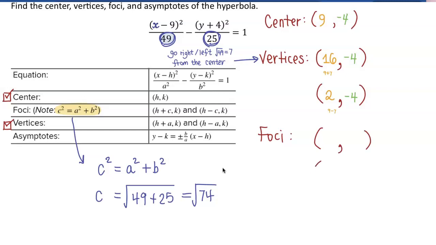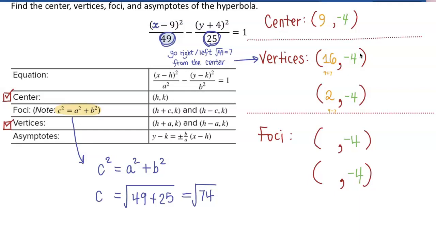We'll get 2 points. Again, the y coordinates do not change. Look at all of these y coordinates of -4. None of them change, okay? Give me 1 second. I want to organize my work. Draw some lines. That's good.